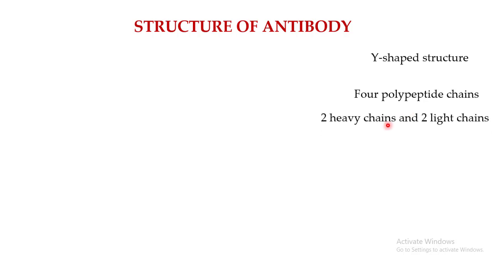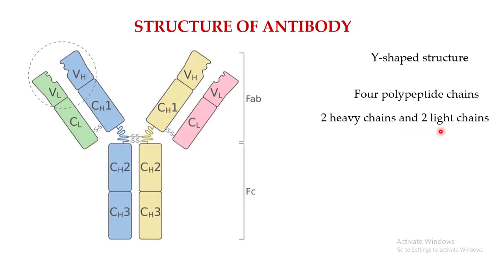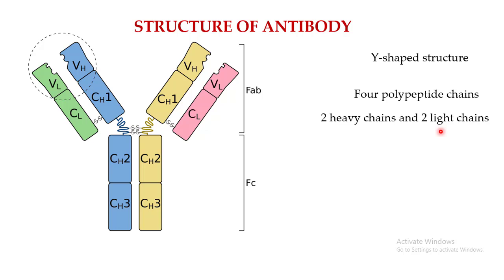If you look at the structure of the antibody, the general structure is usually a Y-shaped structure. This Y-shaped structure is made up of four polypeptide chains. In these four polypeptide chains, you have two heavy chains and two light chains. This is the structure of the antibody. Now, let us talk about the light and the heavy chains.